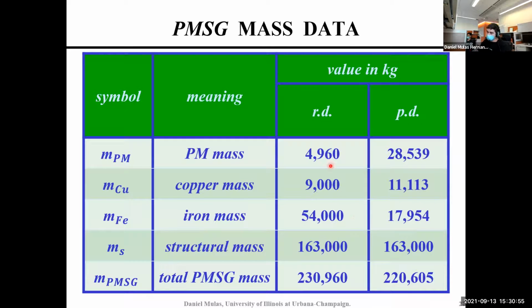And here we have the information of the reference design and the proposed design in terms of the masses of each of those materials in the generator. And we should remark that the permanent magnet mass of the proposed design is around 5 times bigger than the mass of the reference design. And that is going to have a huge impact on the cost. And also I wanted to remark that the total masses of both generators are mainly similar.